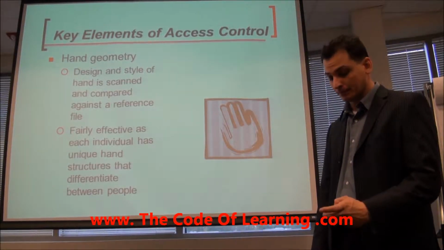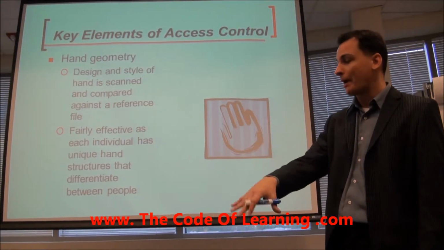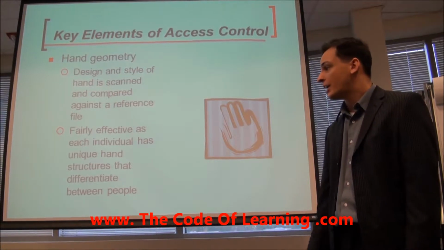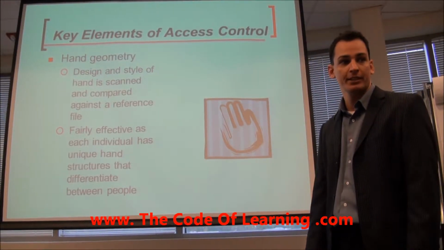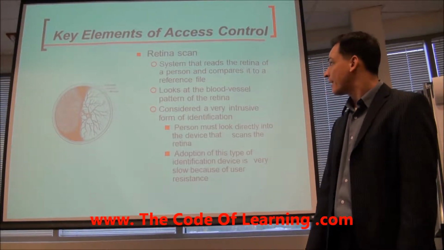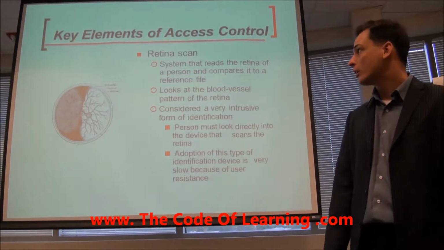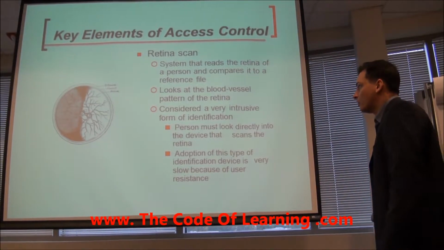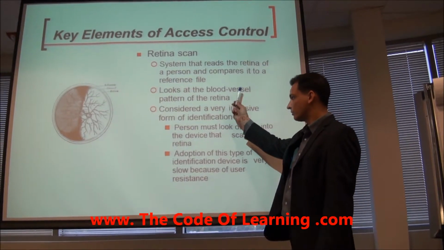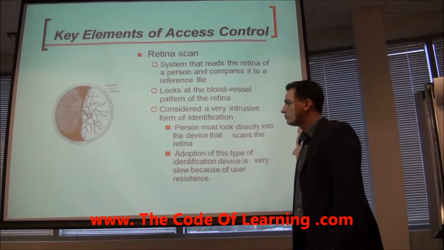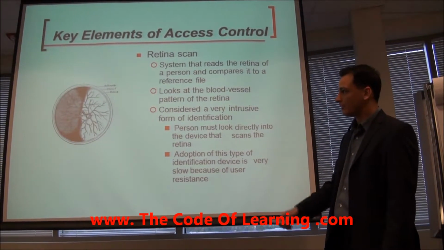Again, it's comparing what you supply to what's in the system. And you see these quite commonly on movies and things like that. Then you got retina. Retina begins with the R. Blood is red. So this must look at the blood vessels. But you have to look into the lens.